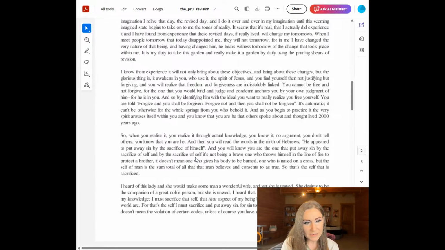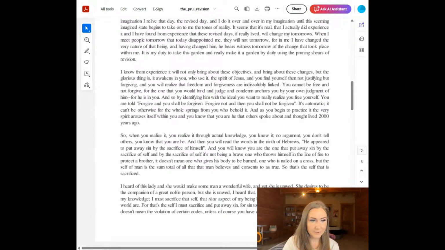And by the sacrifice of self, it's not being a brave one who throws himself into the line of fire to protect a brother. It doesn't mean one who gives his body to be burned, one who is nailed on a cross, but the self of man is the sum total of all that that man believes and consents to as true. So that's the self that is sacrificed.